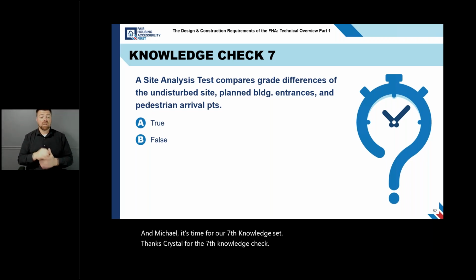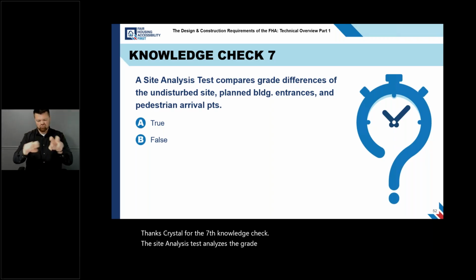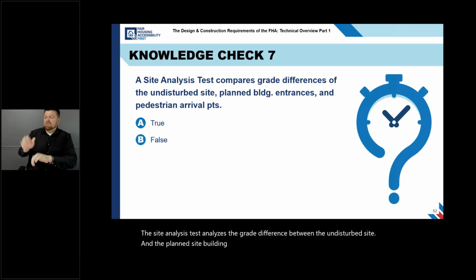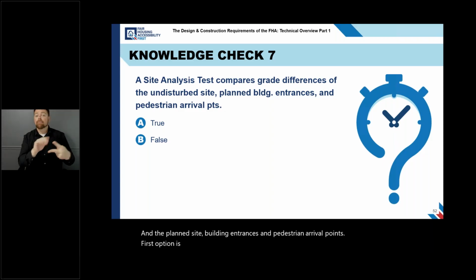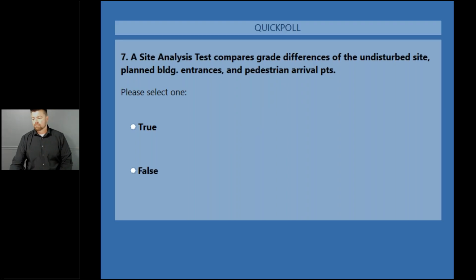For the 7th knowledge check: the site analysis test analyzes the grade difference between the undisturbed site and the planned site building entrances and pedestrian arrival points. First option is true, second option is false. So we'll go ahead and launch this poll.